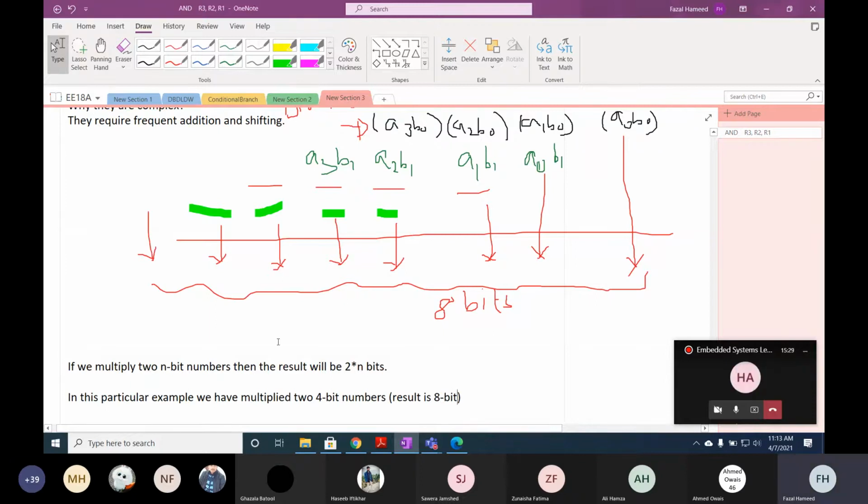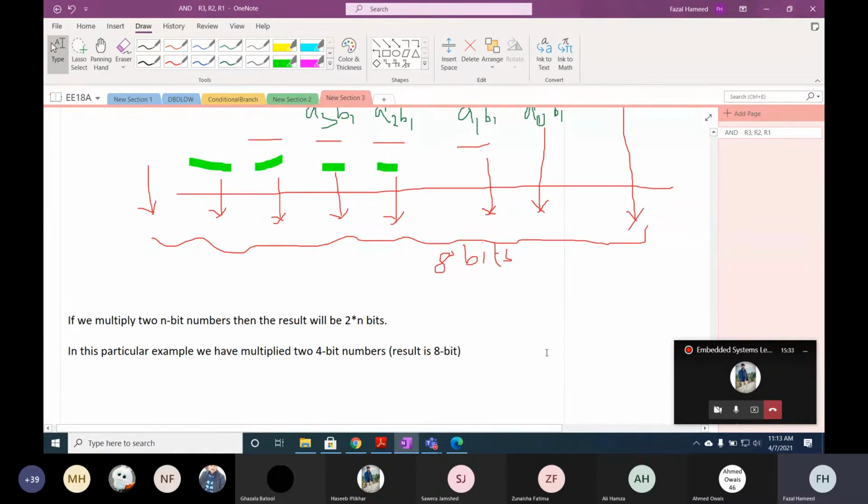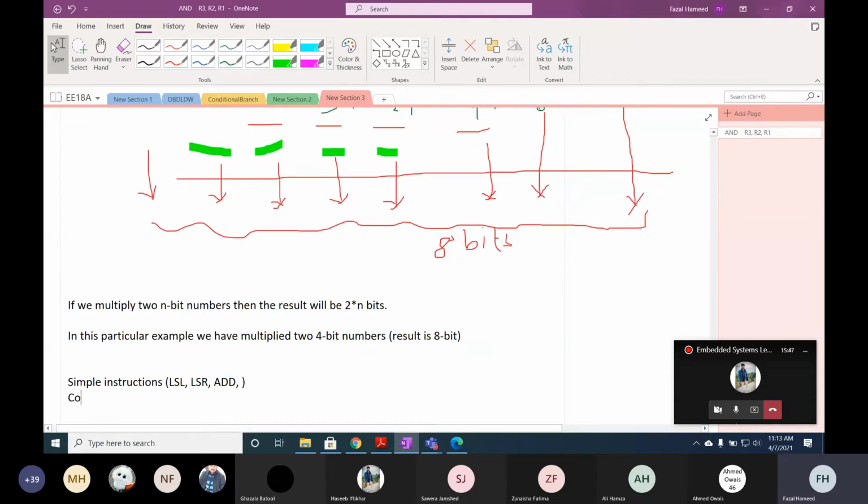Okay, now if we classify the instructions of a microprocessor, there are simple instructions, like logical shift left, logical shift right, add. So these are simple operations, and complex operations.